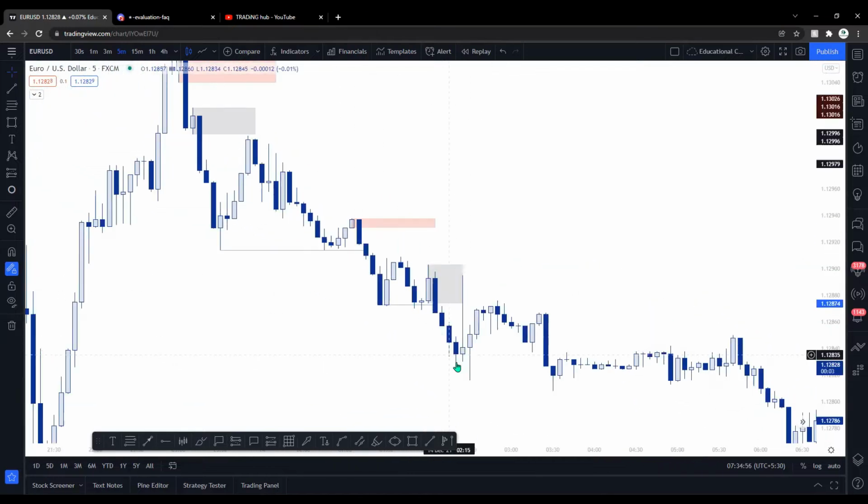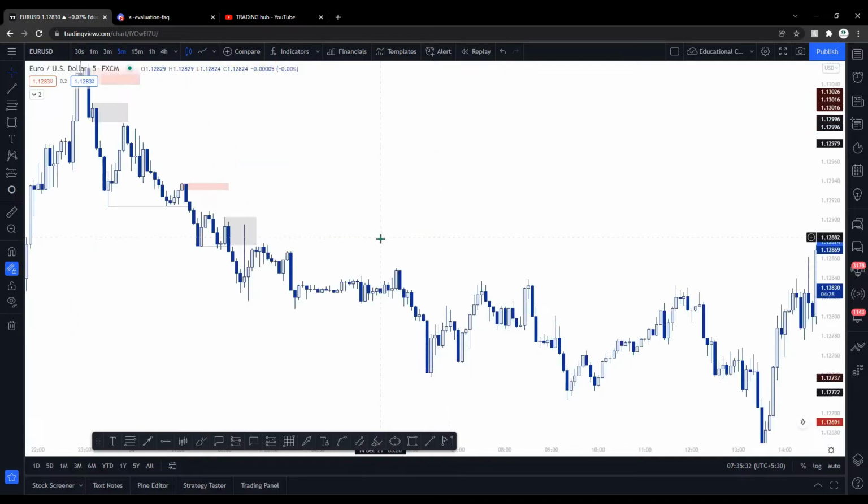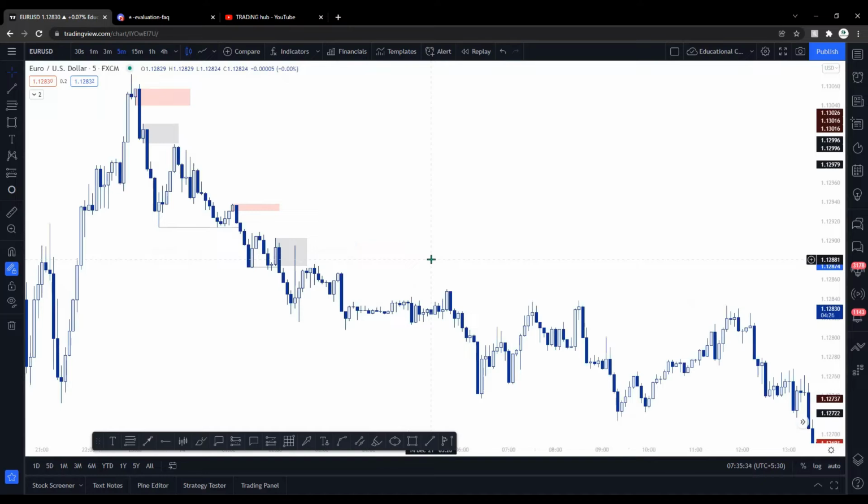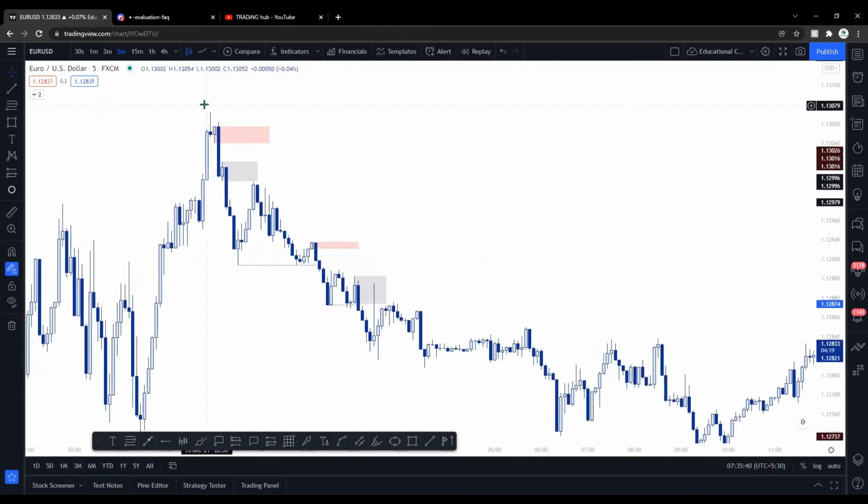Is everything clear till now? If not, you can ask me. Yeah, because that has been the area where I've always had confusion as to how to pick the order blocks. First of all, pick the order block.